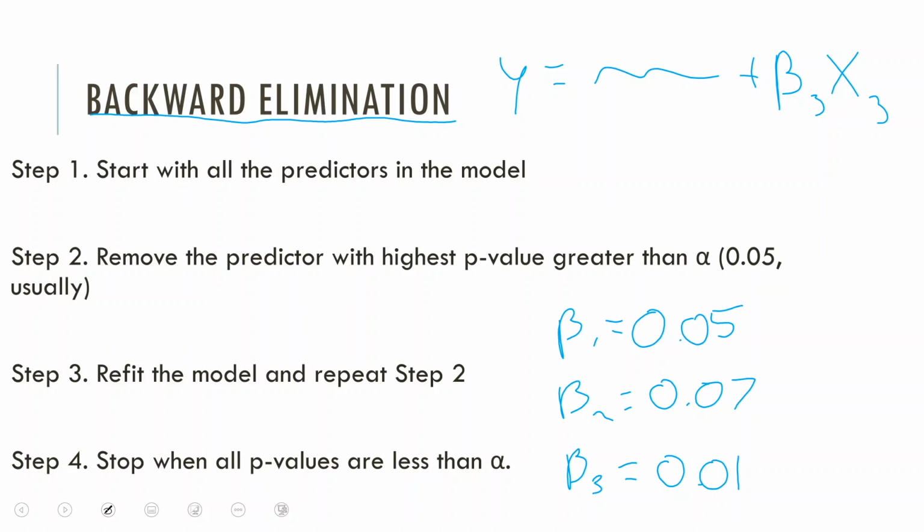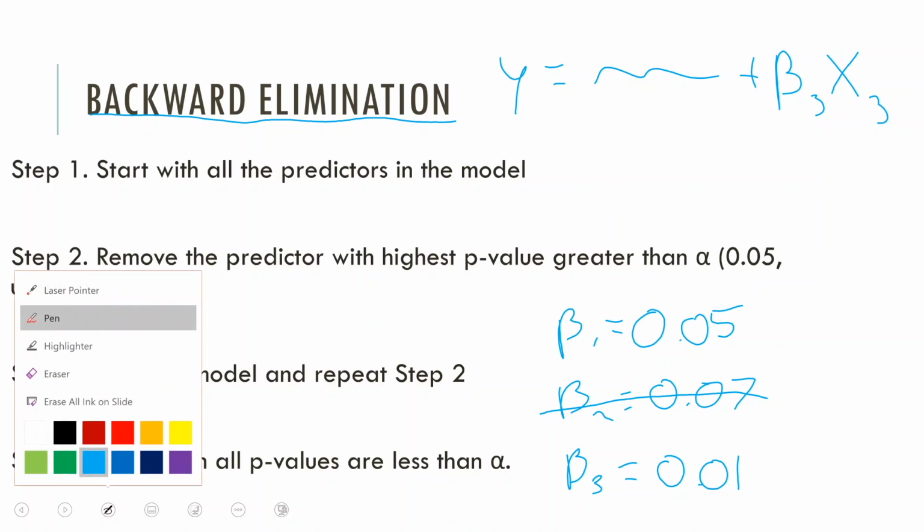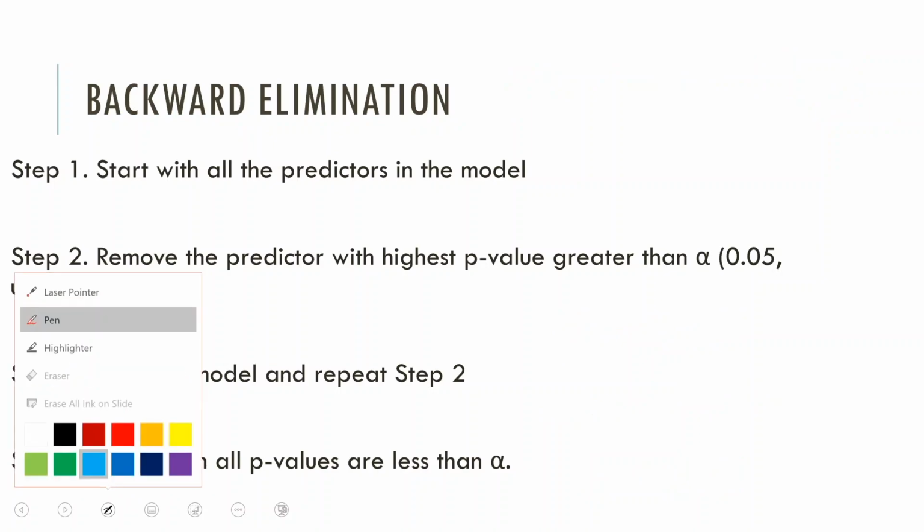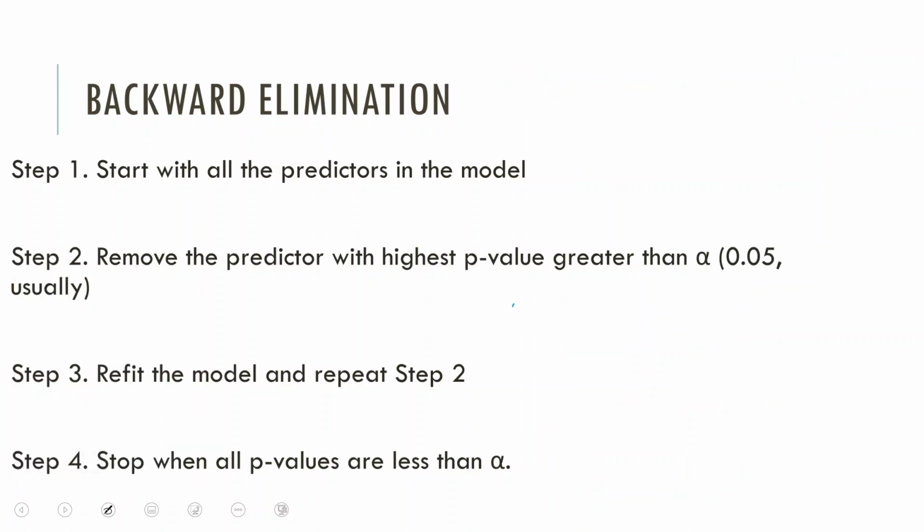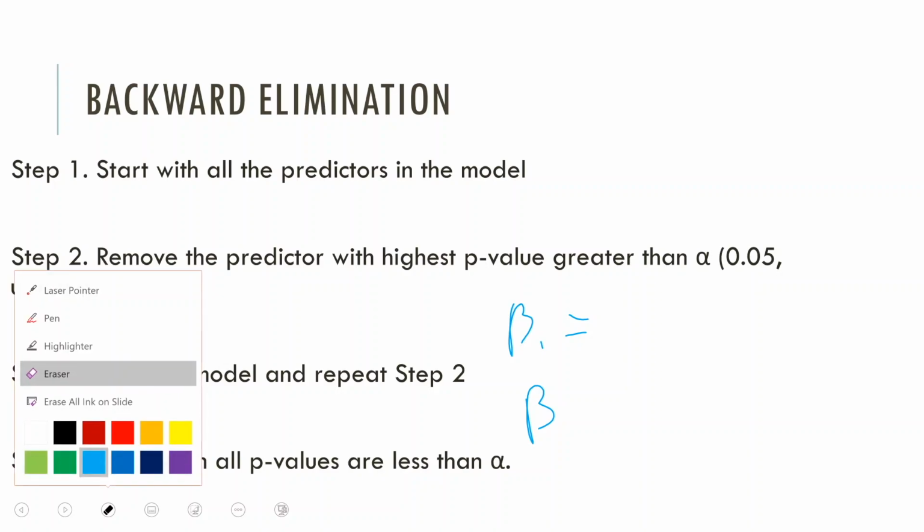So what we do in backward elimination is say, we've got these three p-values here, and we'll take out the largest one first. So we take out beta 2. Now we're just left with beta 1 and beta 3. And when we do that, the p-values are going to change in some way. Oops, not beta 2, we got rid of that. We got rid of beta 2, and we're using beta 3.